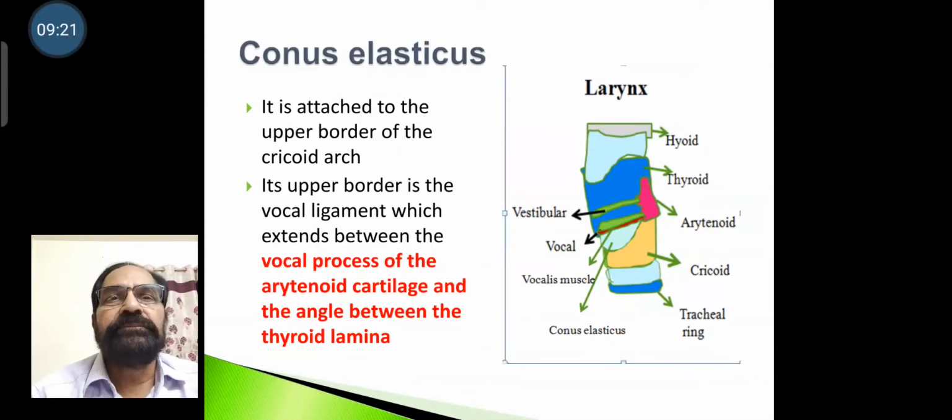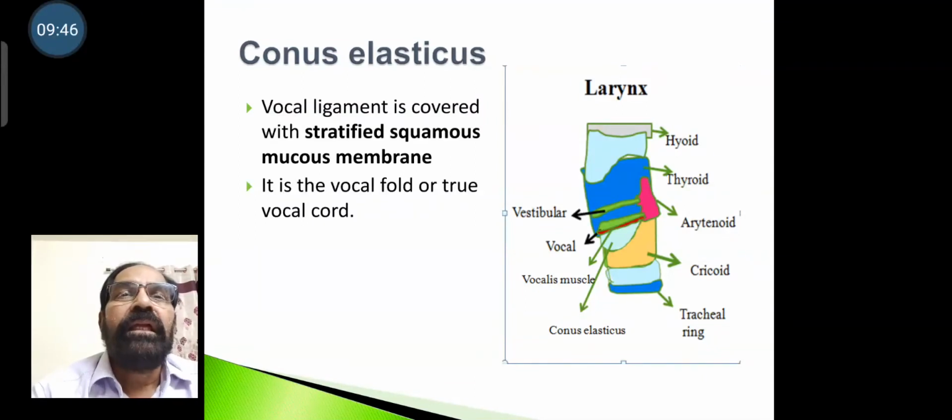Conus elasticus. It is attached to upper border of cricoid arch. As you can see in the picture, conus elasticus is attached to upper border of cricoid arch. Its upper border is the vocal ligament that we discussed earlier, which extends between vocal process of arytenoid cartilage and angle between thyroid lamina. Vocal ligament is covered by stratified squamous non-keratinized epithelium. It is the vocal fold or true vocal cord.